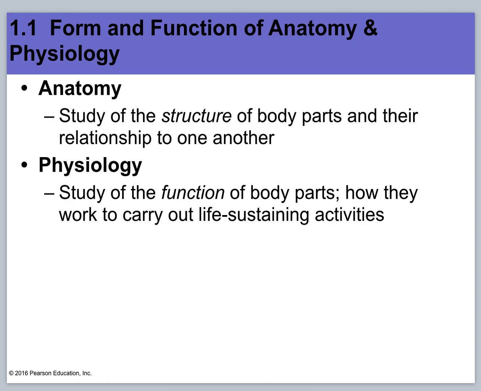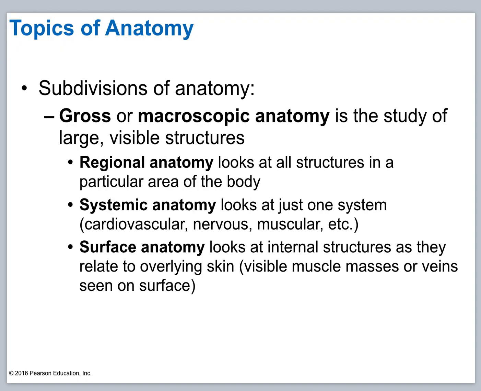But basically, the definition of anatomy and physiology is such that anatomy is the study of structure of the body parts. Physiology is the study of the function of the body parts. You need to know the different subdivisions of anatomy, such as gross anatomy, regional anatomy, systemic anatomy, and surface anatomy. You need to know what the difference between those are and how to be able to define those terms.